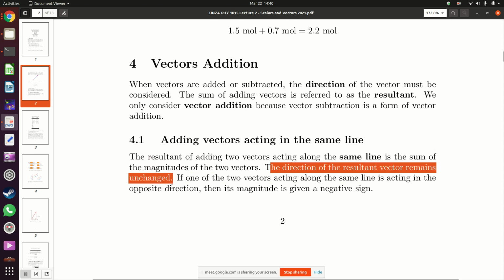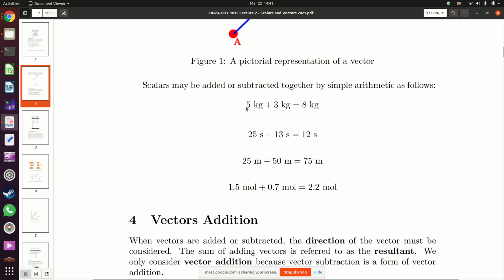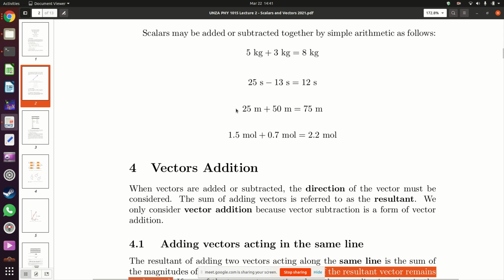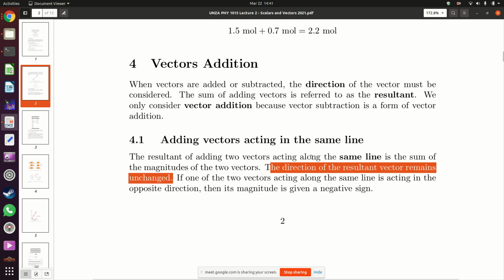So if your vectors are acting along the same line, the size of the resultant is just the sum of the magnitudes of the two vectors. The direction of the resultant remains unchanged. That's a good thing, because if we notice these two vectors are pointing in the same direction, we just add them, like we have been adding here: 5 newtons plus 3 newtons gives 8 newtons, and a displacement of 25 meters plus 50 meters gives us 75 meters displacement. And the direction is the same. So we just carry out simple addition like that, which is very good.